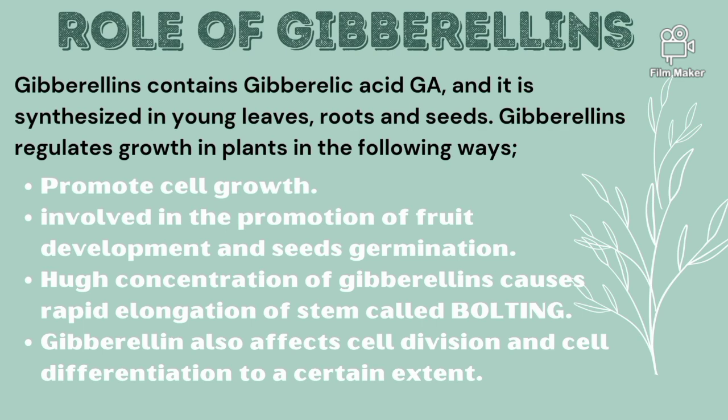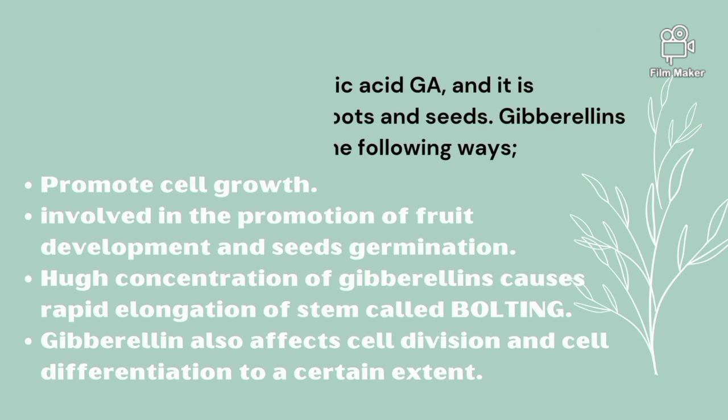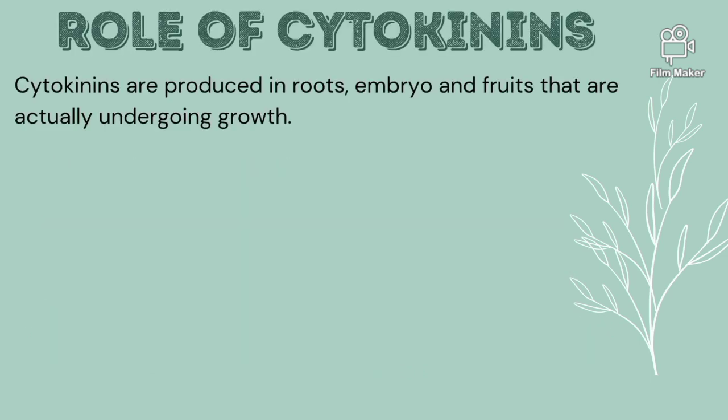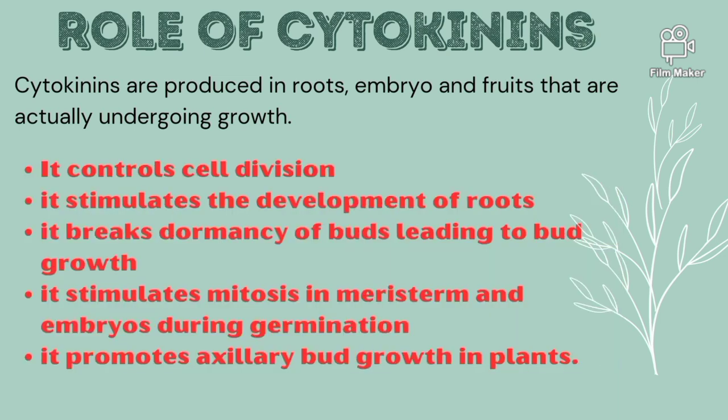There are, however, natural applications of auxins and gibberellin. This we will discuss under the topic plant hormones. Another very important growth regulator we will discuss is cytokinin. Cytokinins are produced in the roots, embryos, and fruits that are actively undergoing growth. The major role of cytokinin is to control cell division.